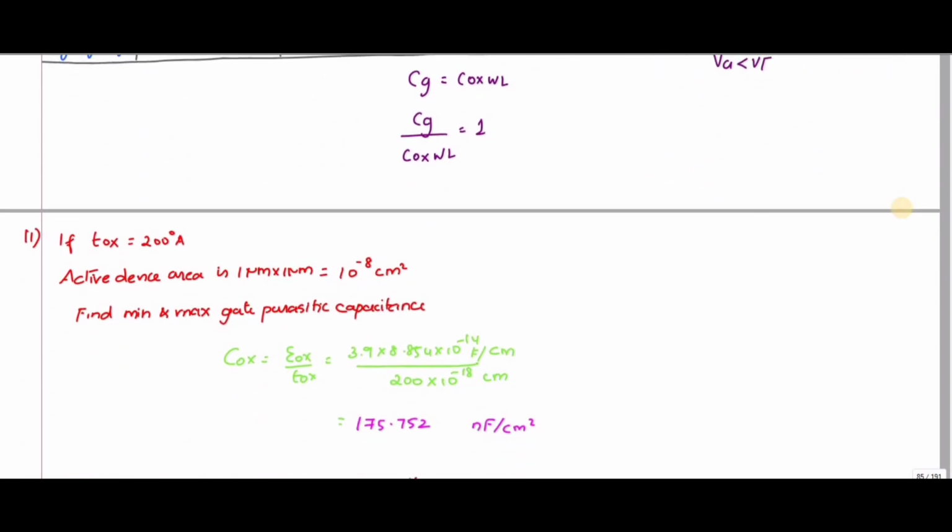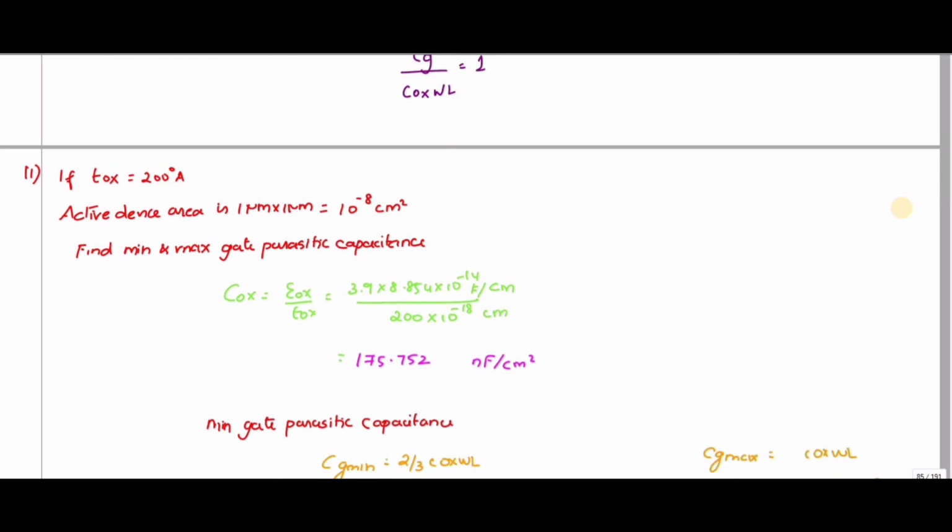Next, let us discuss one problem. They have given Tox equal to 200 angstrom, and the active device area, which represents WL, width and length. Width is 1 micrometer and L is 1 micrometer. If you multiply, you will get 10 power minus 8 centimeter square. They are asking to find the minimum and the maximum gate parasitic capacitance.